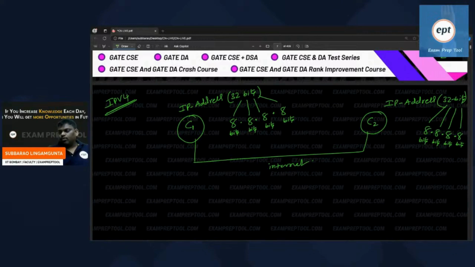Two computers want to communicate in the internet, so they both should have an IP address. It depends upon the version. If it is IPv4, 32 bits. If it is IPv6, double further, 64 or 128 bits. In our syllabus, only IPv4 is there.